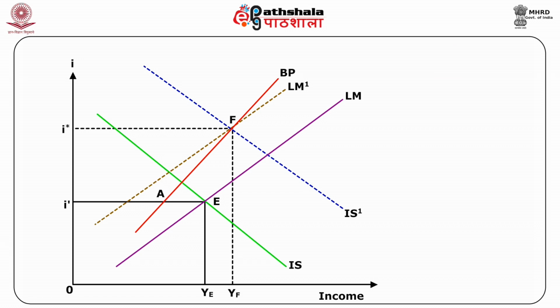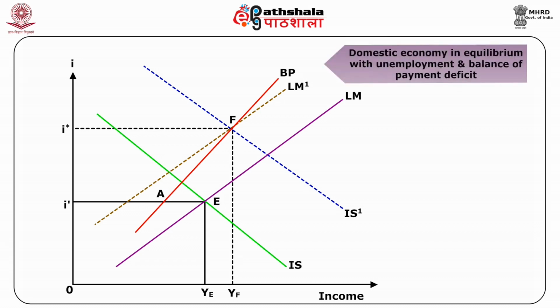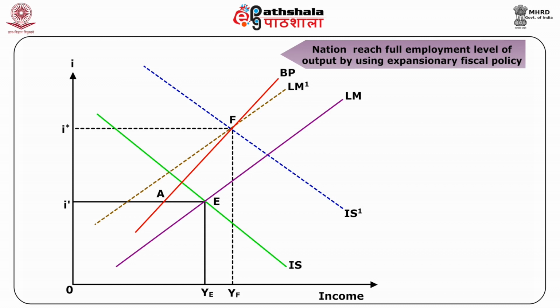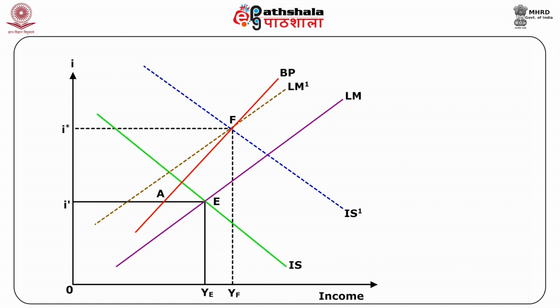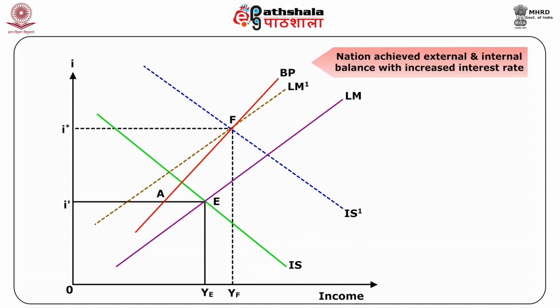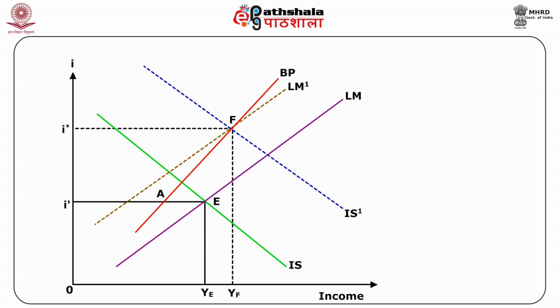point A. Starting from the point E, where the domestic economy is in equilibrium with unemployment and a balance of payment deficit, the nation can reach the full employment level of output YF by using expansionary fiscal policy that shifts the IS curve to the right to IS dash and tight monetary policy that shifts the LM curve to the left to LM dash. Now all the three markets are in equilibrium at point F, where the IS curve and LM curve cross the unchanged BP curve. So the nation achieved the external and internal balance with increased interest rate at I star.